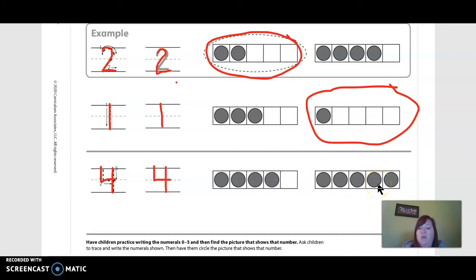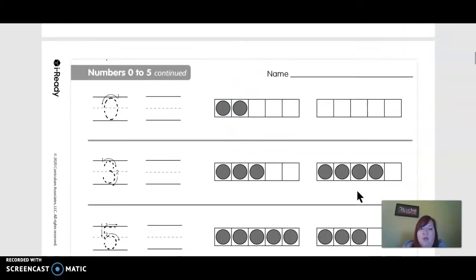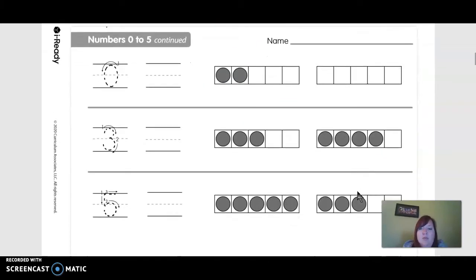Are all the circles in each spot? Yes, so that's a 5-stick. So which one's the 4? This one. Okay, the next one I want you to do on your own. So go ahead and pause the video and complete it. And then I will go over it with you.